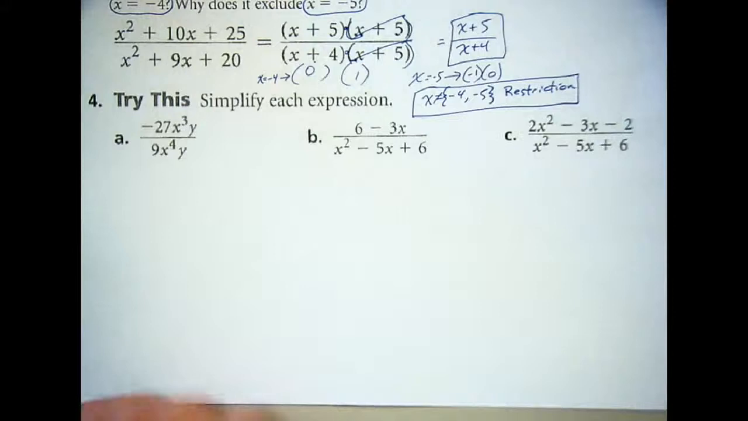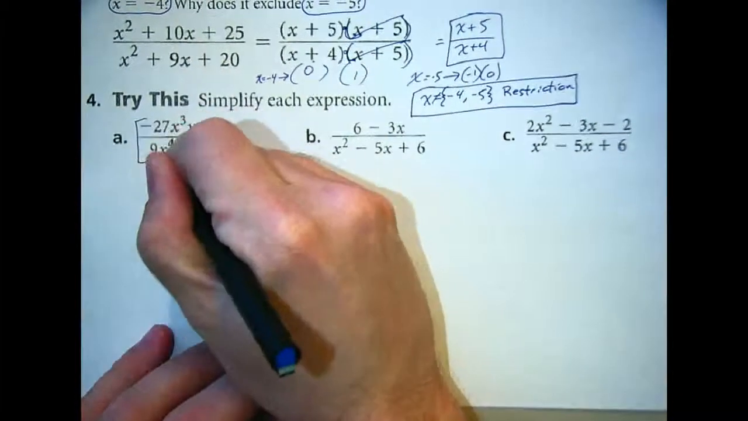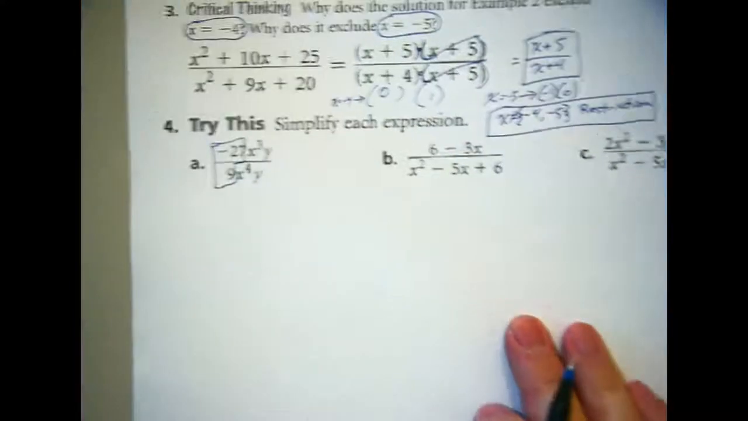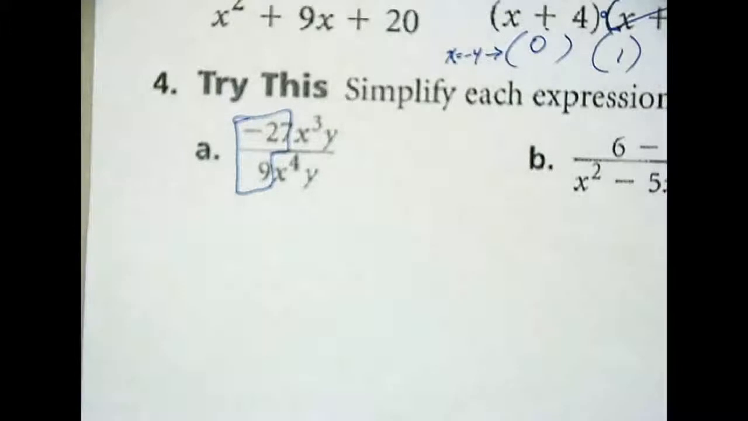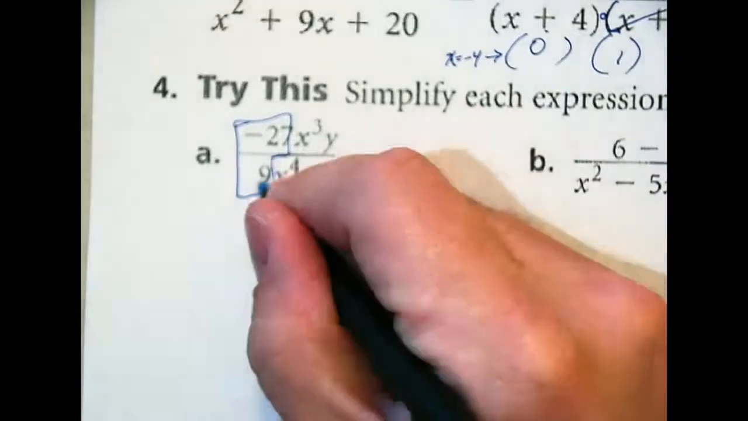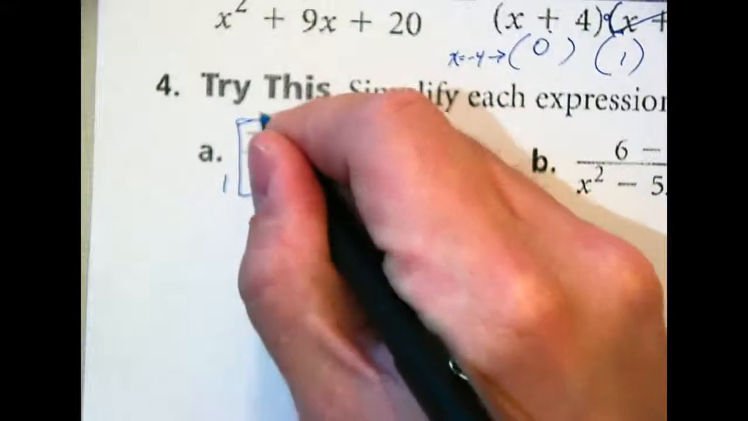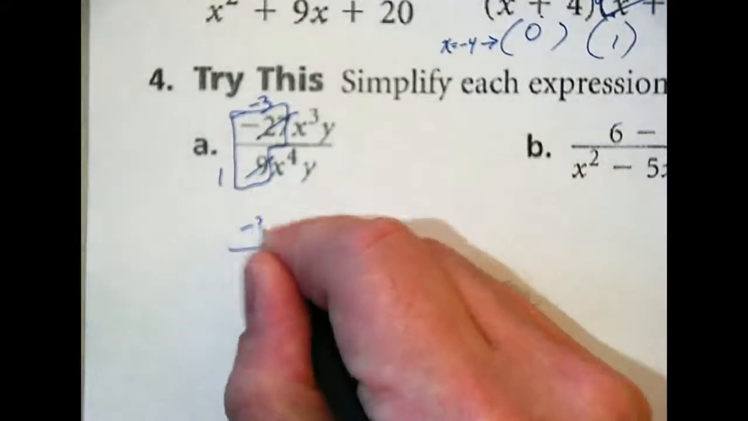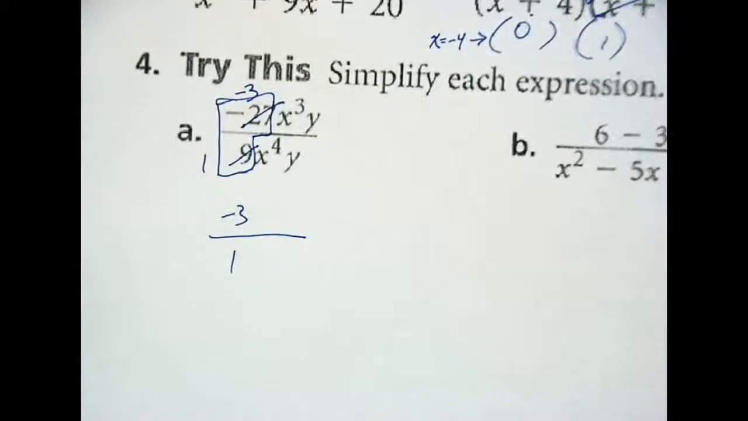All right, letter A. First thing you could do, looking at just the number part, what goes in negative 27 and 9? Biggest number. 9 does. 9 goes into 9 once, and in negative 27, negative 3. So on top, from that piece, we end up with negative 3. On the bottom, we end up with a 1. That is quite blurry. A little better.